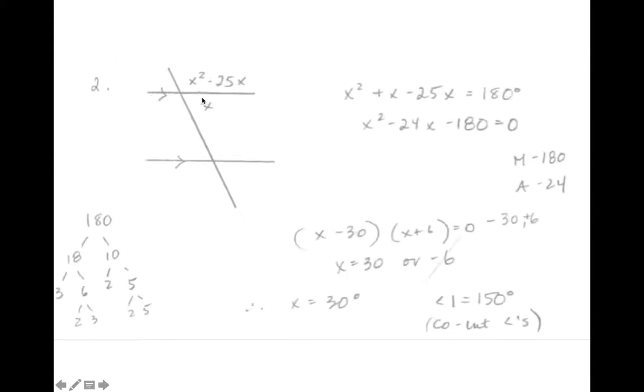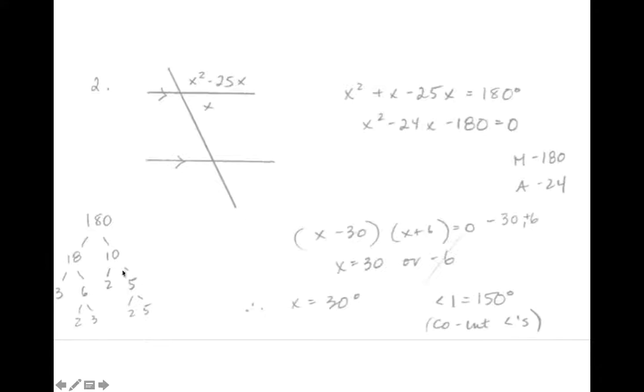So what we know is that these two angles together will actually add up. So x squared plus x minus 25x is equal to 180. So if I move this around and treat it as it is, a quadratic, what I'm looking for are two numbers that multiply to be negative 180 and add to be negative 24.